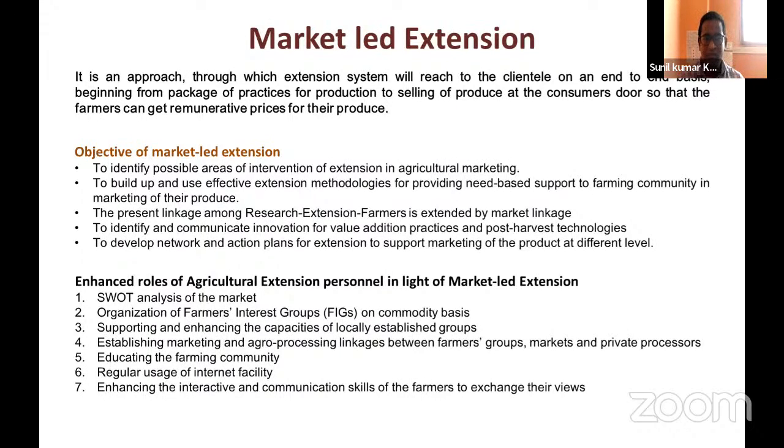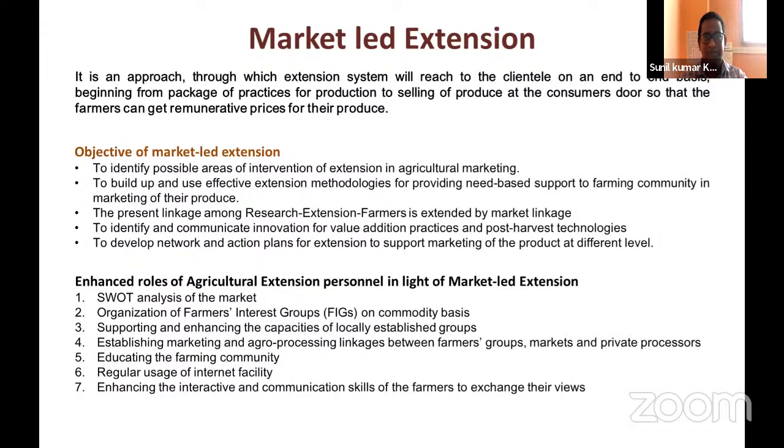What can be the enhanced role of agricultural extension in light of market-led extension? Market-led extension can provide a SWOT analysis of strengths, weaknesses, opportunities, and threats in the market, for going for a particular commodity or implementing your marketing skills and marketing innovation. It can provide a platform for organization of farmers' interest groups on a commodity basis, and support and enhance the capacities of locally established groups. It can also provide a platform for marketing and agro-processing linkages for every farmers group.